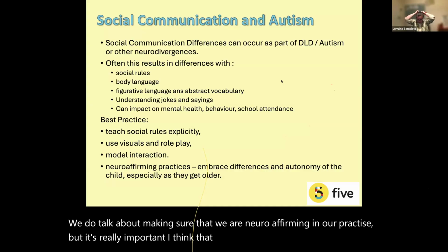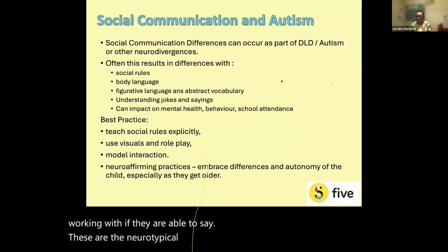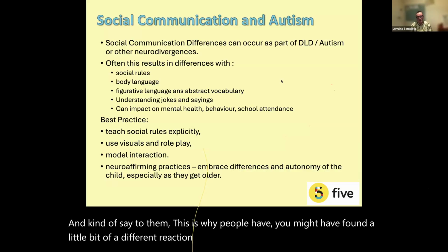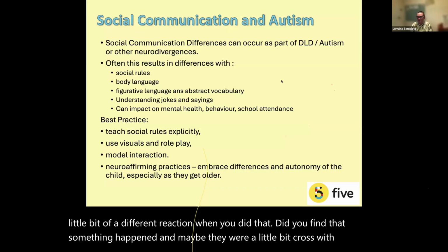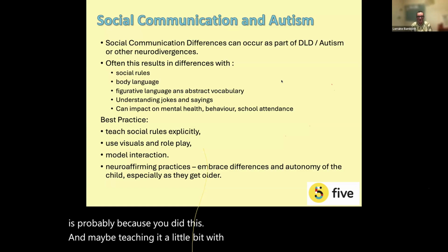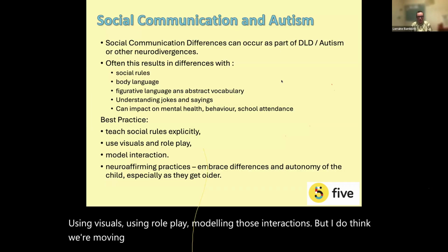that we talk to the children that we are working with, if they are able, to say, these are the neurotypical rules, and kind of say to them, you might have found a little bit of a different reaction when you did that. Did you find that something happened and maybe they were a little bit cross with you? This is probably because you did this. And maybe teaching it a little bit with them, so they understand the differences, using visuals, using role play, modelling those interactions. But I do think we're moving away from talking about what you did was wrong.